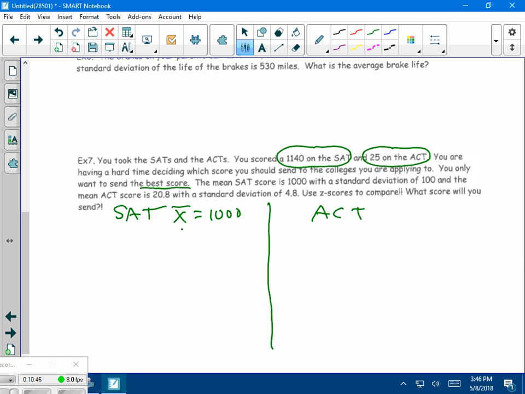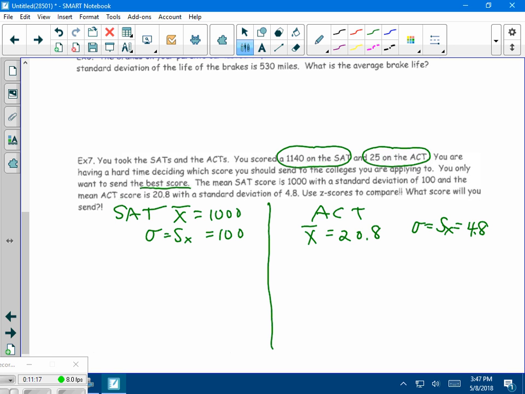Standard deviation is 100. And standard deviation can also be used with that little sigma, so sorry if I interchange those, that's what's going on. The mean ACT score is 20.8. Standard deviation, so this or this, however you want to think of it, is 4.8. The whole point of the z-score is when you're looking at two different formats, it brings them to the same format, so they're speaking the same language, basically.